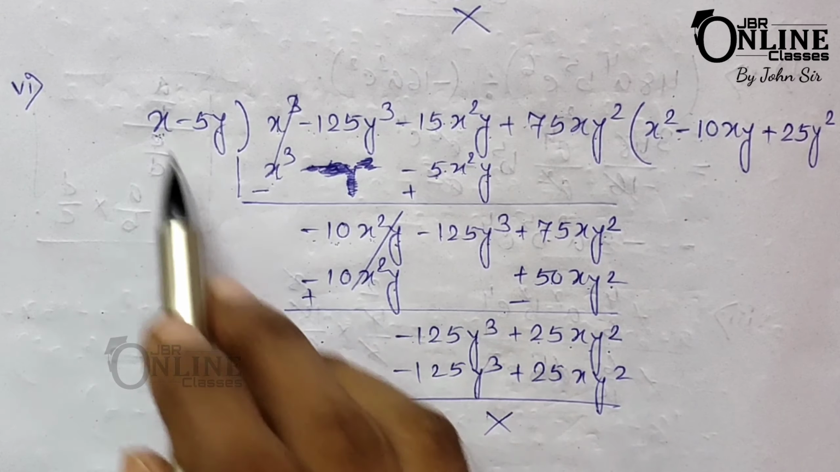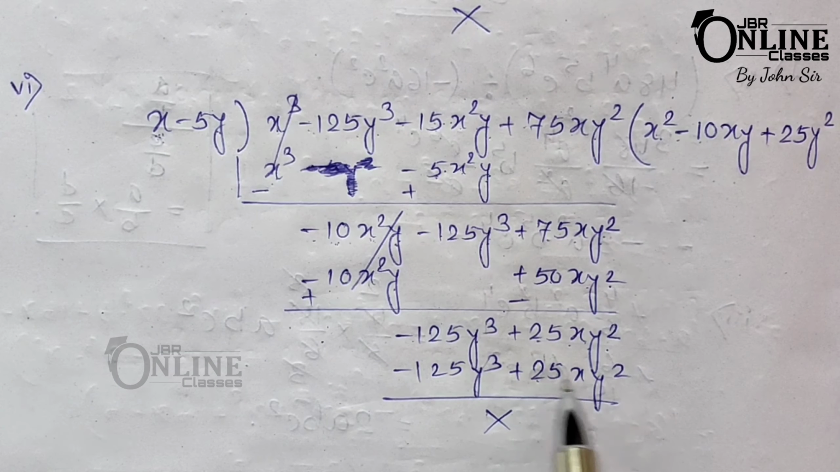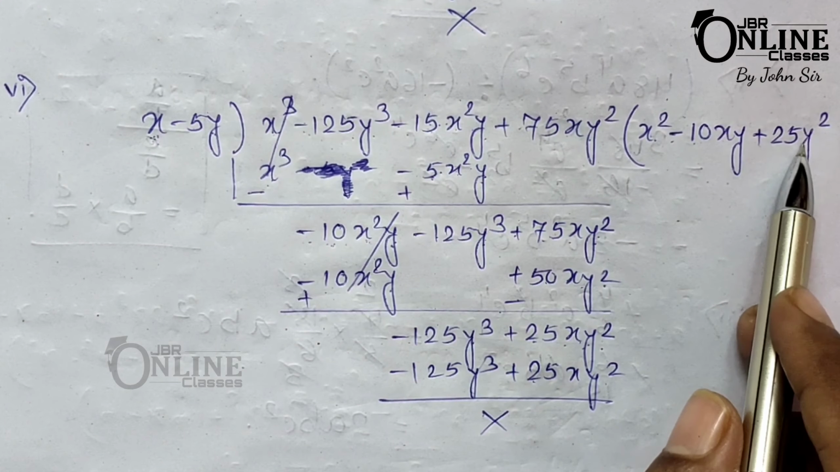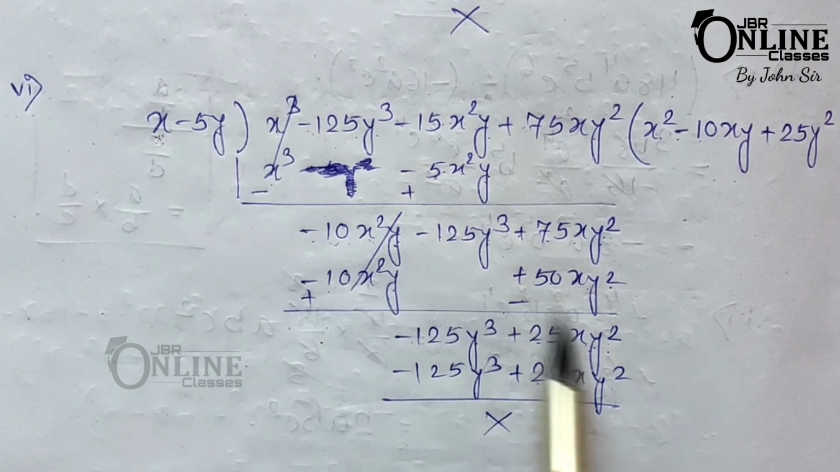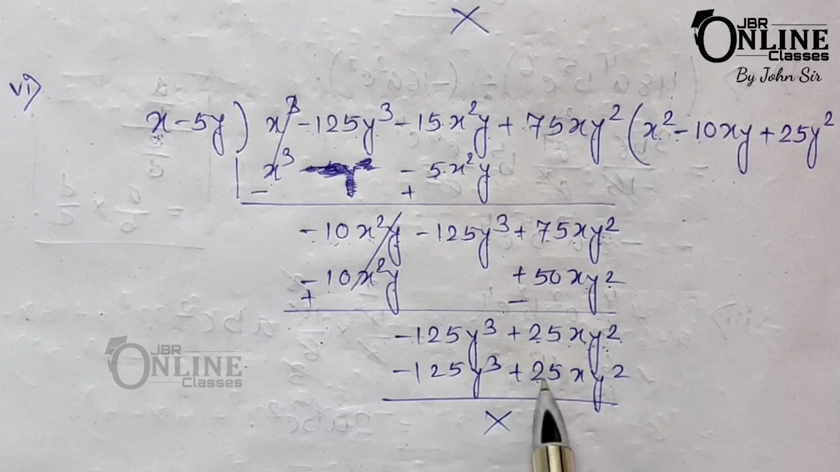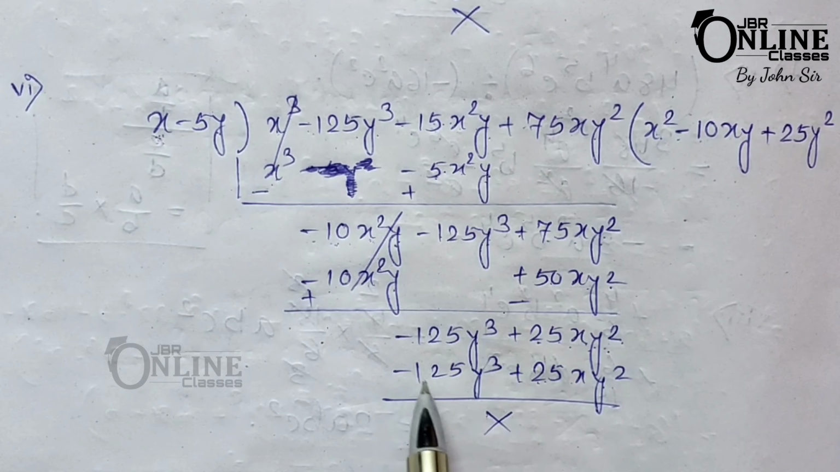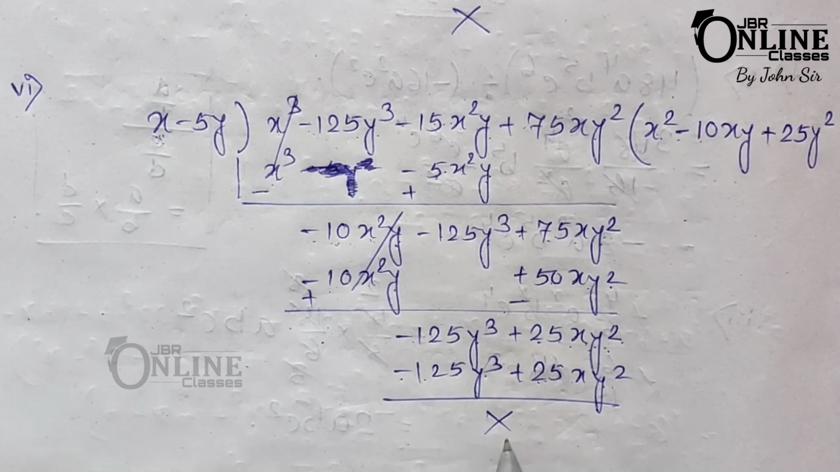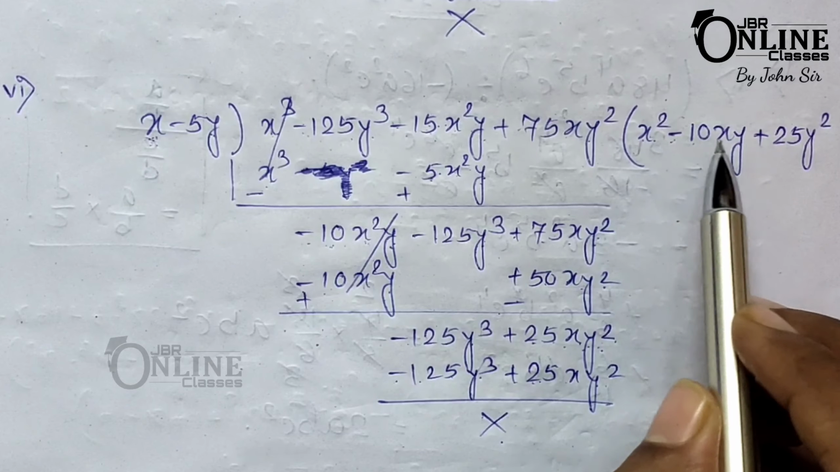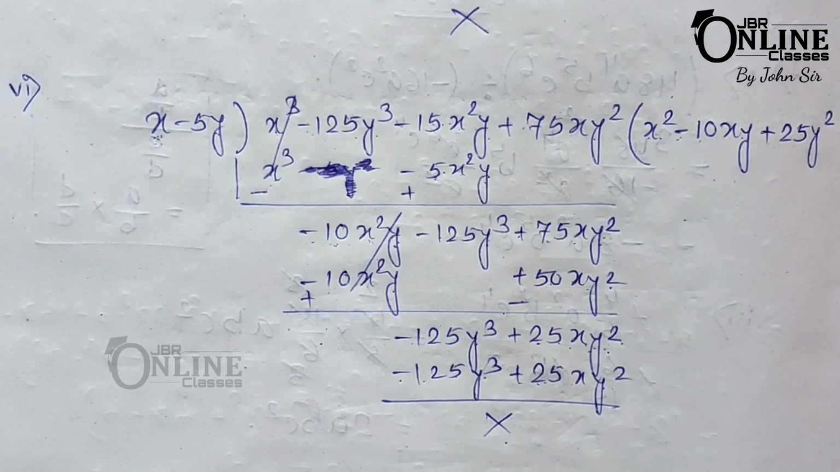Okay, now next thing here x, and you have to equal with this one, 25xy². So just multiply 25y² with x to get 25xy², and that's why 25xy², and then 25 into minus 5y, that becomes minus 125y³. Okay, so here the answer is x² minus 10xy plus 25y².